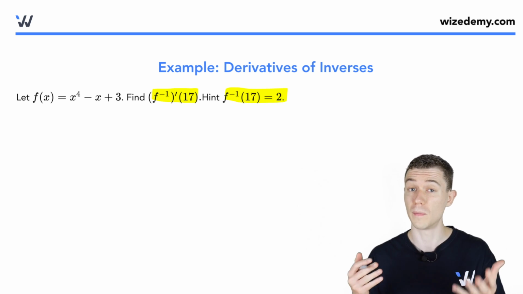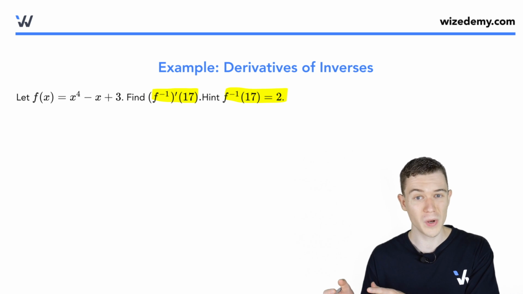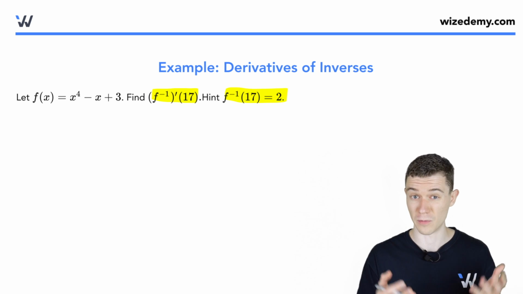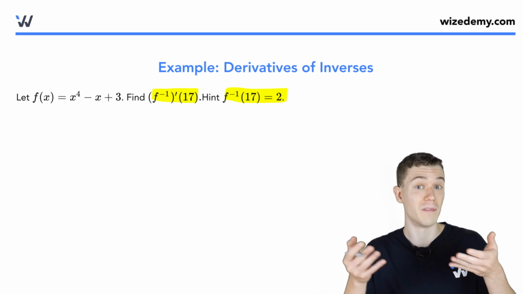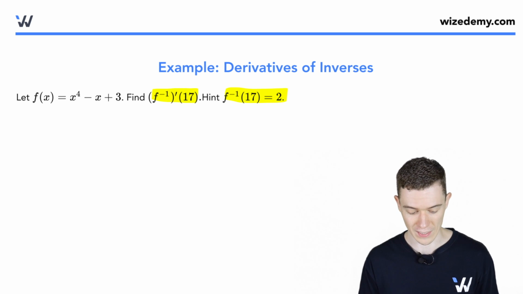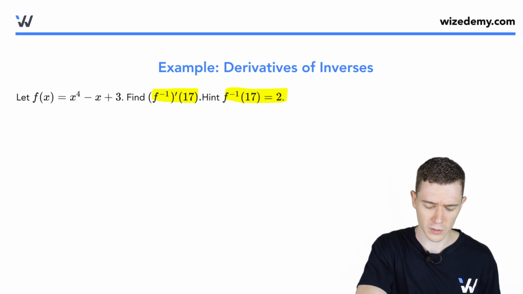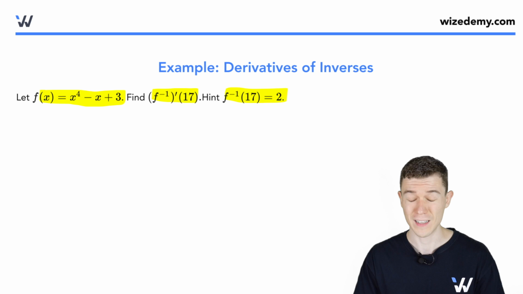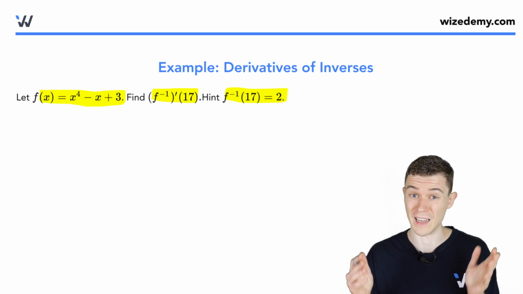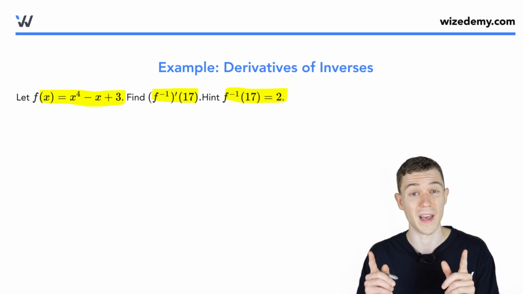So there's sort of two approaches here. One is the very hard way, and one is the easy way using the formula. The hard way would be to take the inverse function, derive that, and then plug in 17. Now, if you look at that original function, x to the fourth power, and then minus x plus 3, this would be very challenging to find the inverse. However, we have that formula.